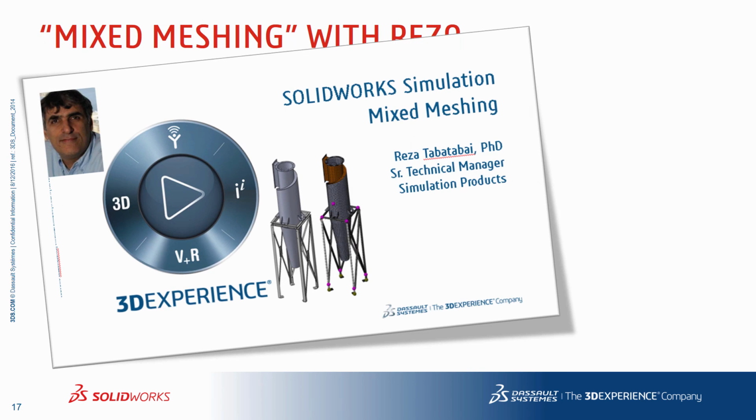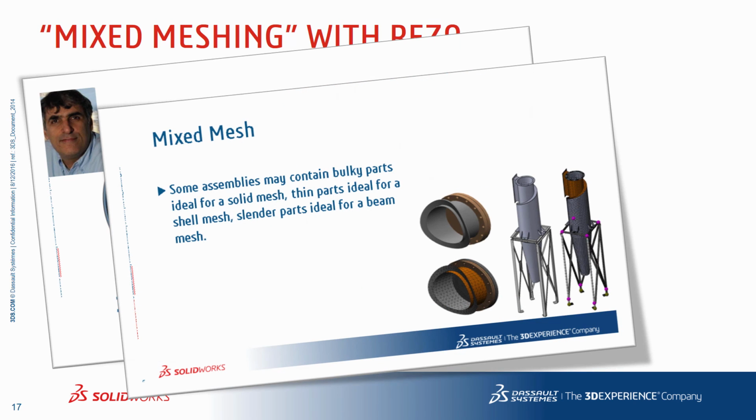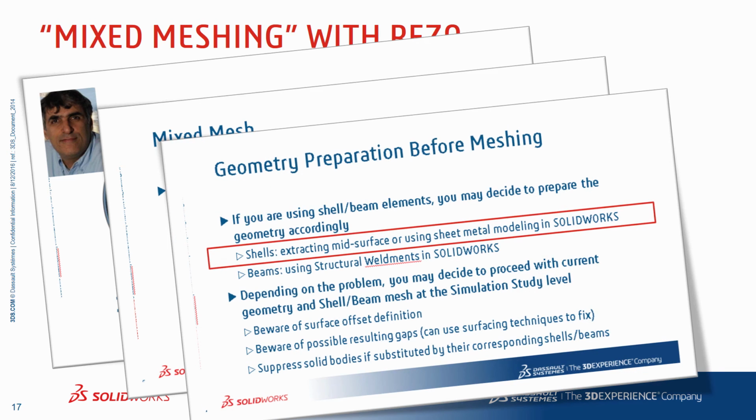Reza, in his episode on Sim Step Up, talked about mixed meshing, and he talked about some of the same stuff I did in the intro. Bulky parts are solids, thinner parts can be shells, slender parts are beams. And he mentioned something very important: to make a shell, you need to extract the mid-surface or use sheet metal modeling. I really want to dig into this in the next 10 minutes or so, because we really need to understand this.